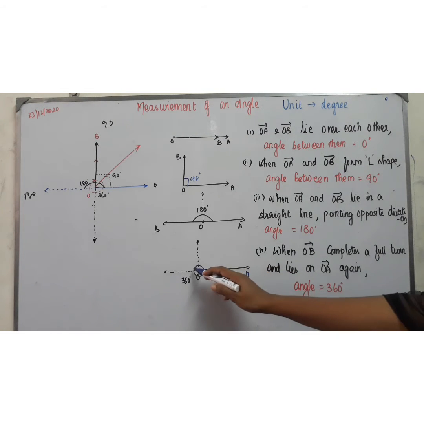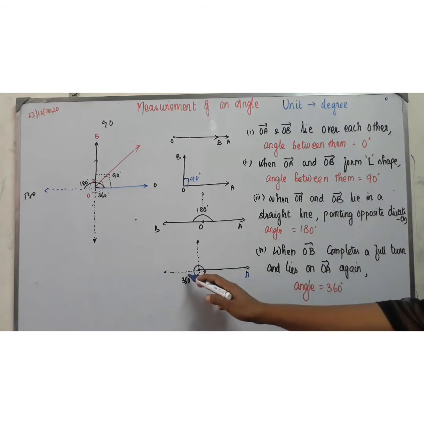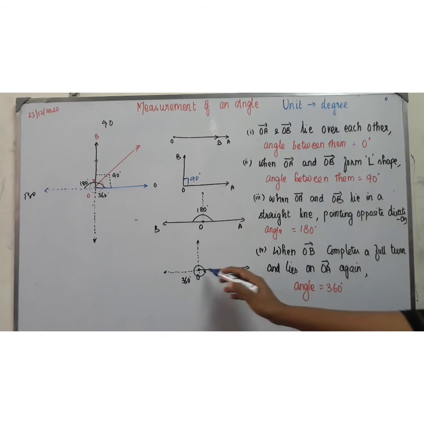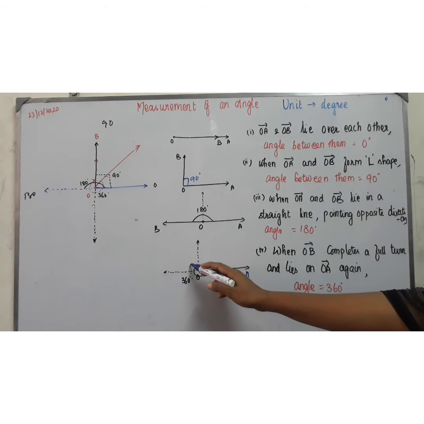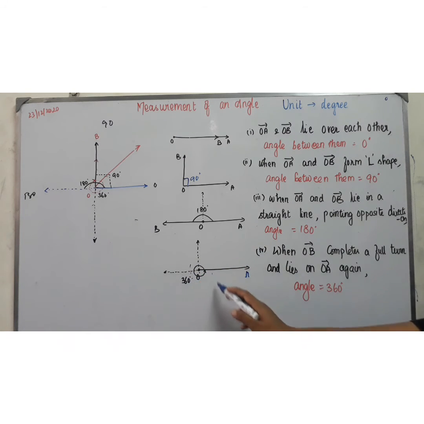How? This one is 180 degree, this straight line. Then again down also, similarly, this straight line from here to here is 180 degree. So 180 plus 180, 360. Or you can say this is 90, 90, then again here 90, here 90. 90 plus 90, 180, 180 plus 90, 270, 270 plus 90, 360. So when it takes a complete turn and lies on OA again, that time the angle is 360 degree. So these are the cases you have to remember: when the angle between them is 0 degree, 90 degree, 180 degree and 360 degree.